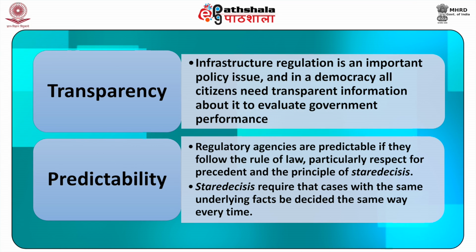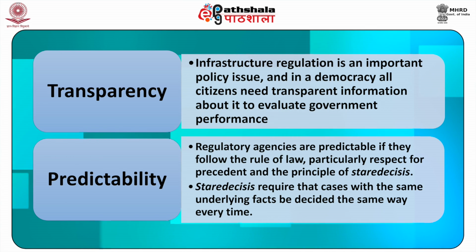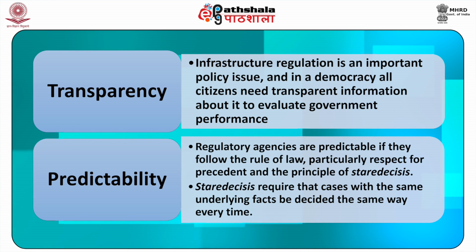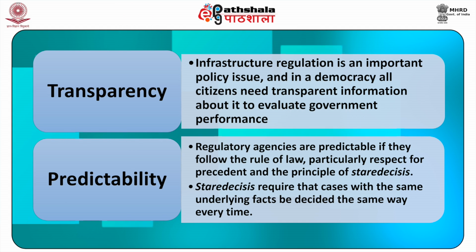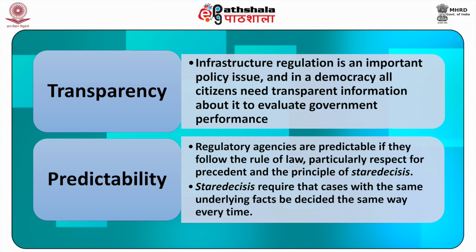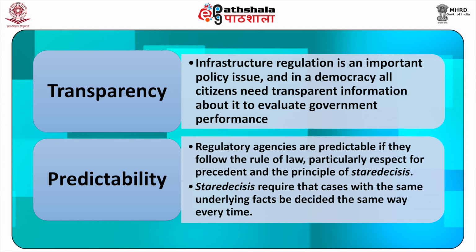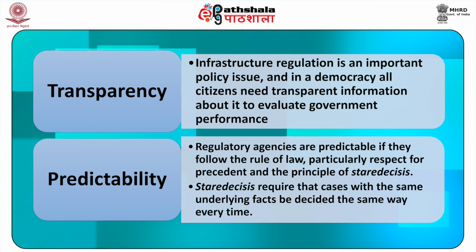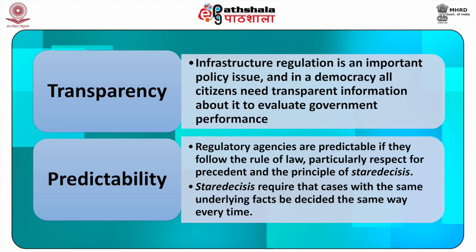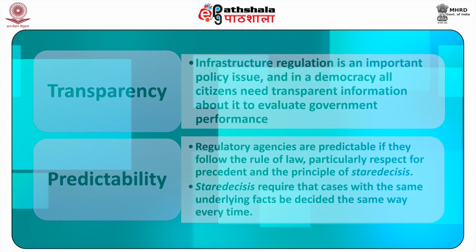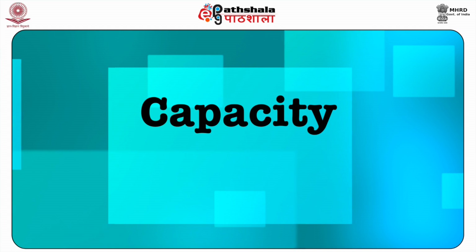Regulatory agencies are predictable if they follow the rules of law, particularly respect for precedent and the principle of stare decisis. Respect for precedent means that regulators reverse past decisions only if they have created significant problems. Stare decisis requires that cases with the same underlying facts be decided the same way every time, which means there should be consistency in decision making. Thus, regulatory decisions must be based on durable rules and procedures that will apply in future cases unless new information is obtained. Next, we also need capacity.